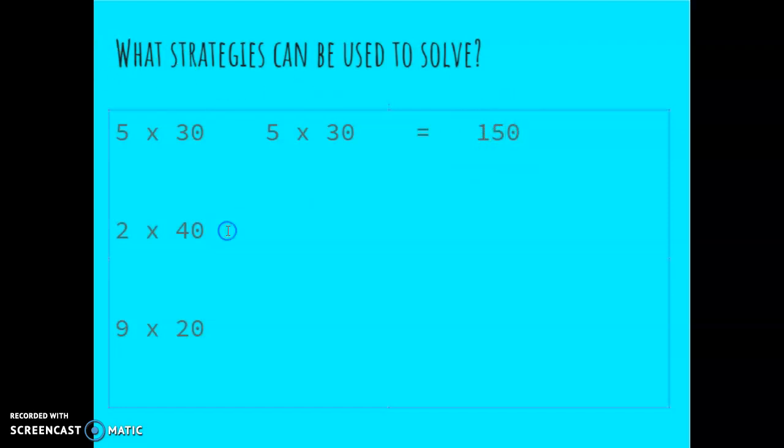Now, let's think about that in regards to 2 times 40. I would recommend immediately that you look at what is 2 times 4.